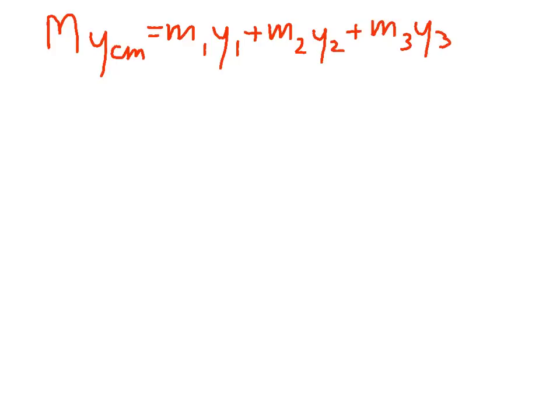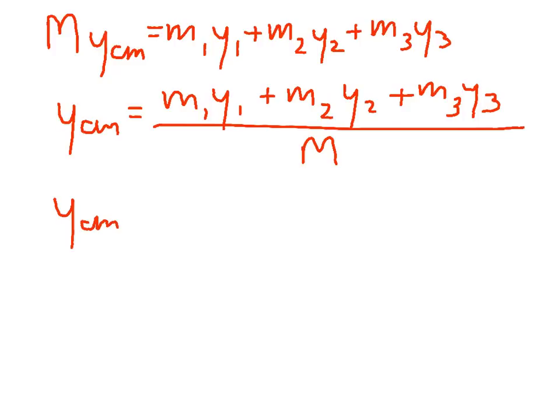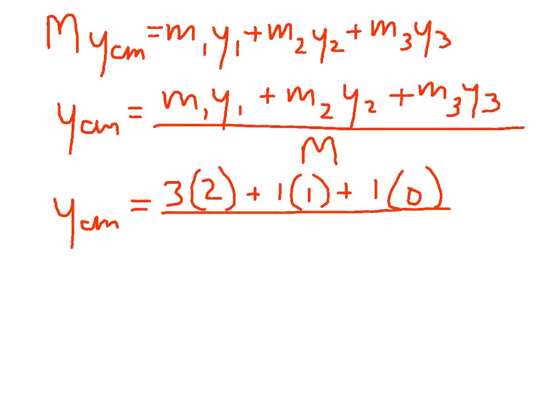We do M times y center of mass equals m1y1 plus m2y2 plus m3y3, which after rearranging will end up with the y center of mass equation, very similar to the x center of mass equation, and we can plug in what we know here, and we'll get something that looks like this. Now I'm using the y coordinates of the masses. It's always nice when one of them is 0, but one of them does not have to be 0. So our y-coordinate of the center of mass is 1.4 meters.